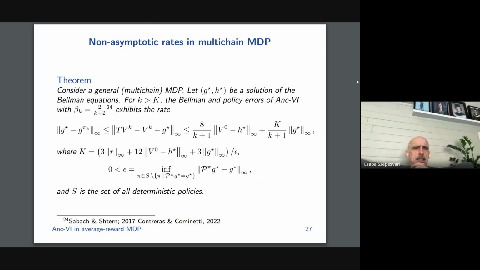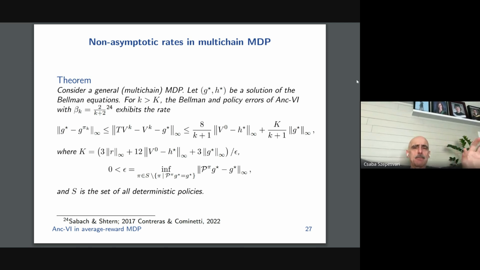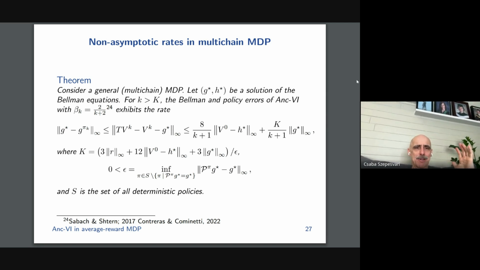Okay, well, that's a bummer, right? I mean, it's great that it's non-asymptotic, but the transient up to the first K steps, capital K steps, is like whatever, we don't know. And the epsilon can be arbitrarily small. You just introduce some policy which is very close to optimal, but not optimal. So it's like, oh, okay.